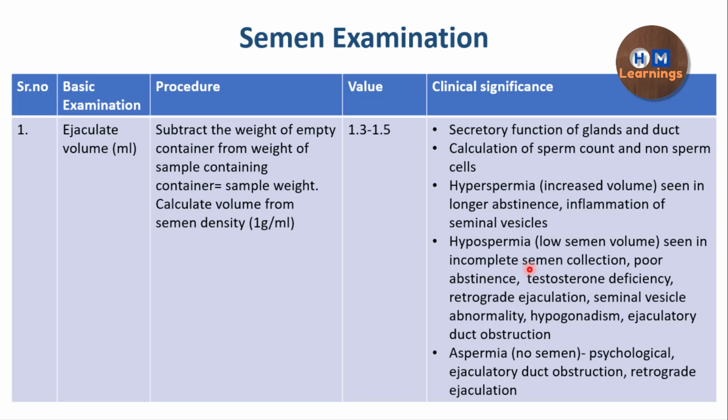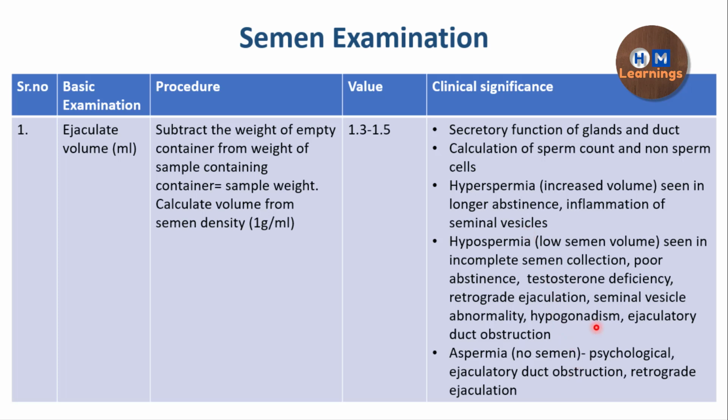Hypospermia is a low semen volume, which is seen if there is incomplete semen collection, poor abstinence, testosterone deficiency, retrograde ejaculation, seminal vesicle abnormality, hypogonadism, or ejaculatory duct obstruction. Then aspermia is a condition where there is no semen at all. It could be due to psychological causes, ejaculatory duct obstruction, or retrograde ejaculation.